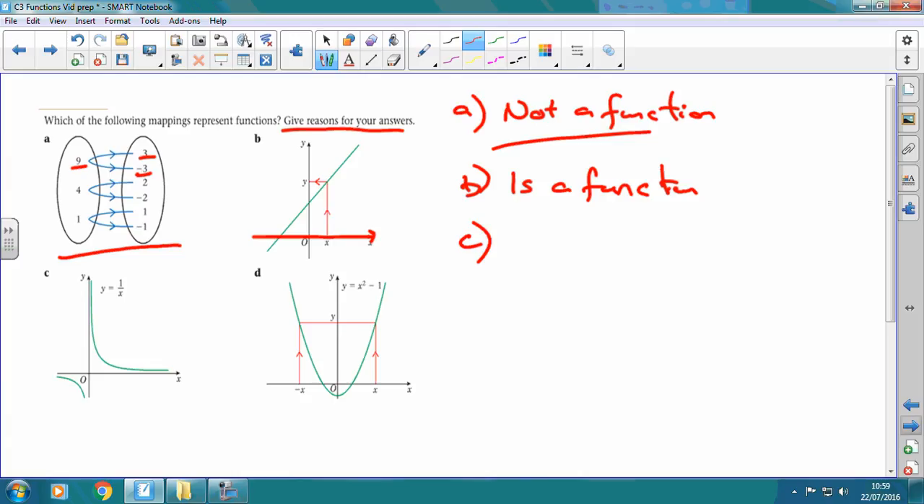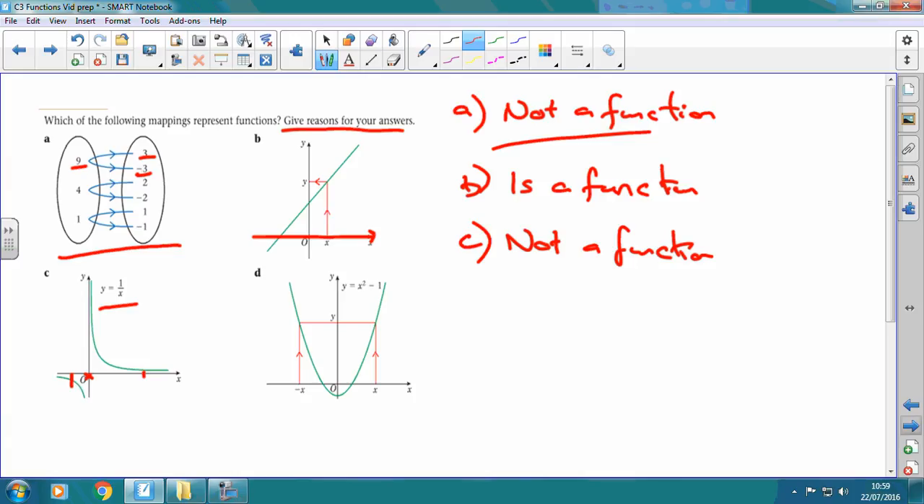Okay, C. So again, it's looking like it's a function because we've got this value here that only maps to 1, this one here only maps to 1. However, it's not a function. And the reason why this one is not a function is because when x equals 0, it doesn't actually map to anything for 1 over x. So here, 0 doesn't map to anything.